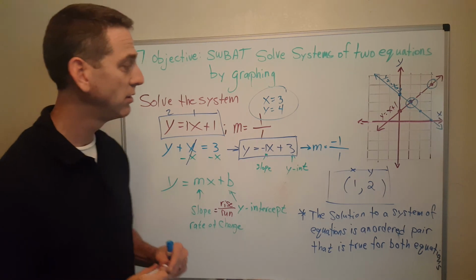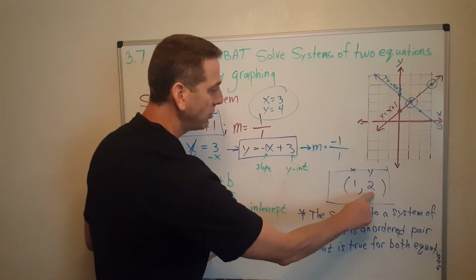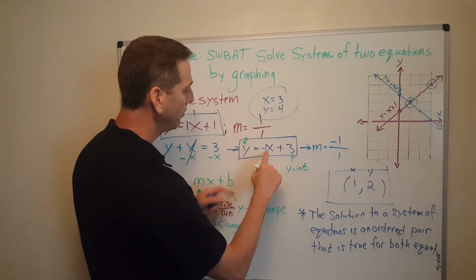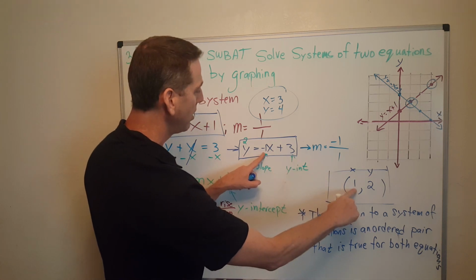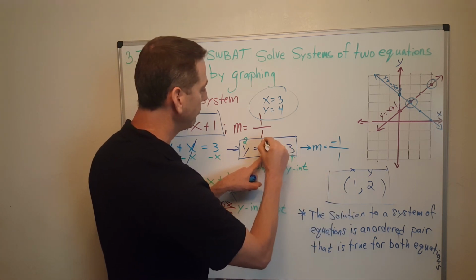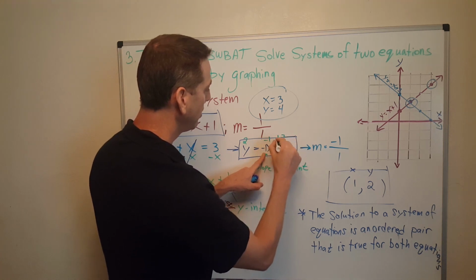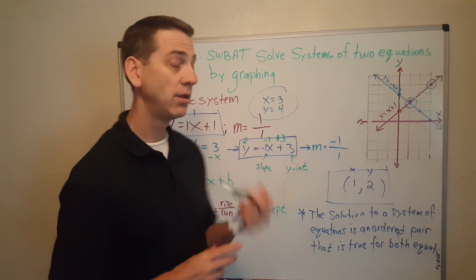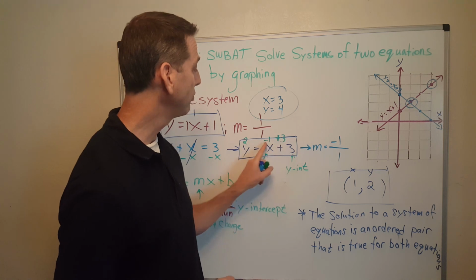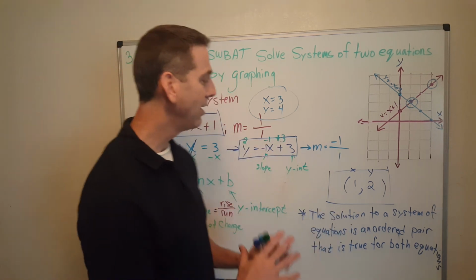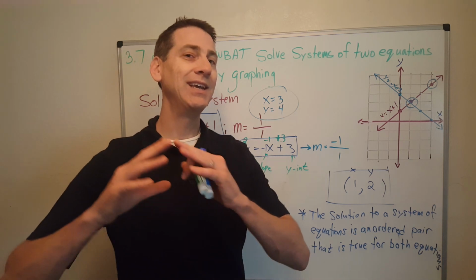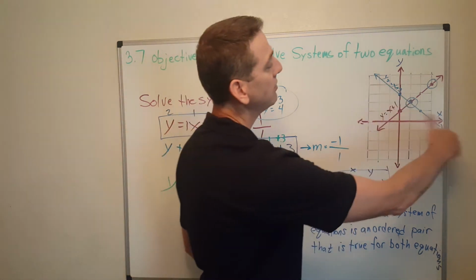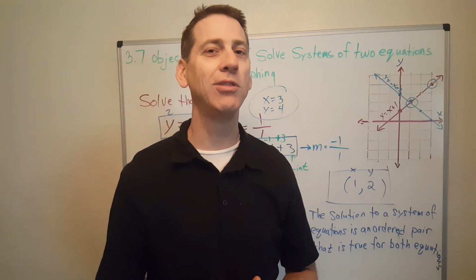How about this equation here? That's my second equation. Does it work? All right, y is 2. So 2 equals -1 times 1. So -1 times 1 would just be -1 plus 3. Is that a true statement? Is 2 equal -1 plus 3? It is. 3 minus 1 is 2. Okay? So, again, the solution to a system of equations is an ordered pair that is true for both equations. And you can see the solution visually on the graph.